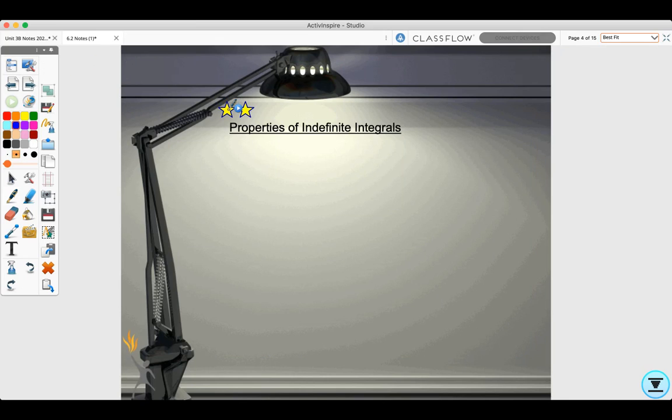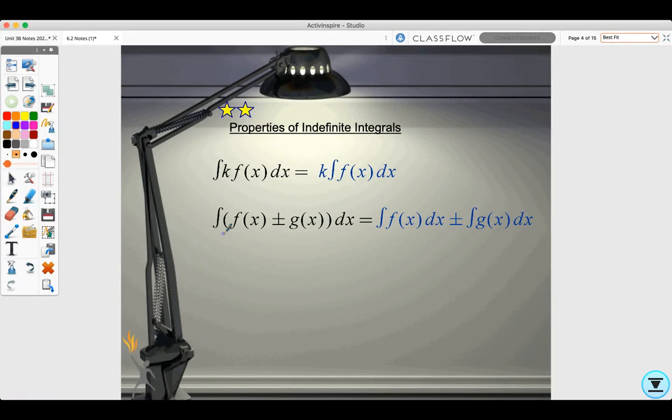Properties of indefinite integrals. The constant k in the integral of k f of x dx can be factored out, and then you can take the antiderivative of f of x. Also, when I have the antiderivative of a sum or difference, I can take the antiderivative of the two terms of that sum or difference separately.